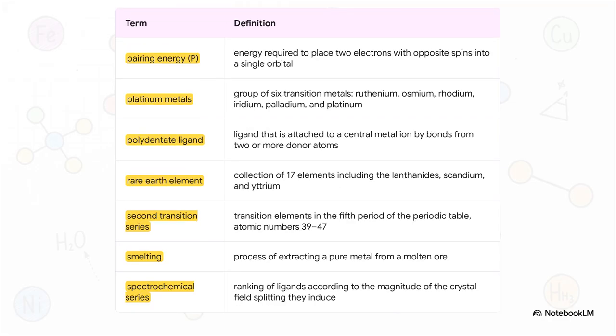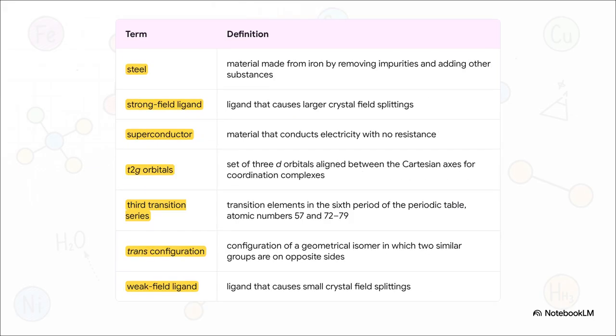Okay, this table touches on energy, some specific groups of metals you might have heard of, and even the industrial processes we use to get them out of the ground. And for our last set of terms, we're finishing up with ligands. What makes something a strong field versus a weak field, and the other side of that geometric isomer coin, the trans configuration. All right, now that we have the vocabulary down, let's actually put it to use.